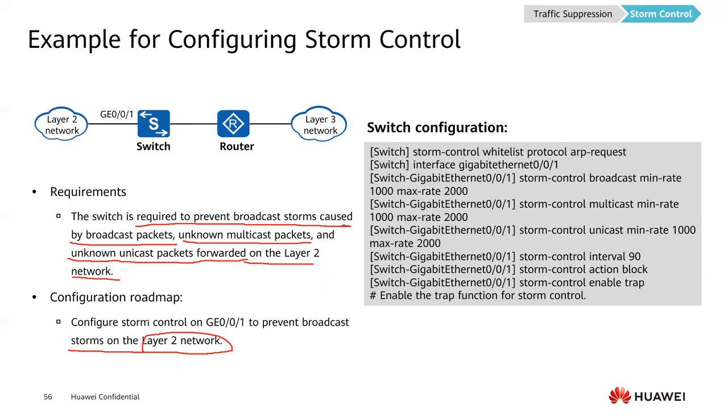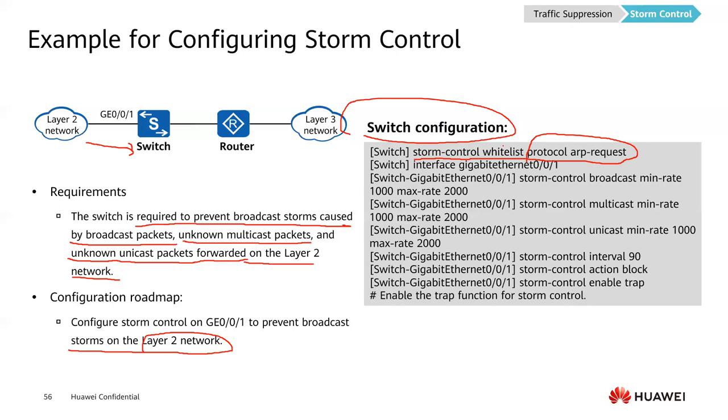And you will find that as a requirement, it does give you specific values about the storm control. So you can just configure it by yourself. So let's look at the example configurations. For example, you need to set the whitelist. For this scenario, the ARP request should be added to the whitelist.